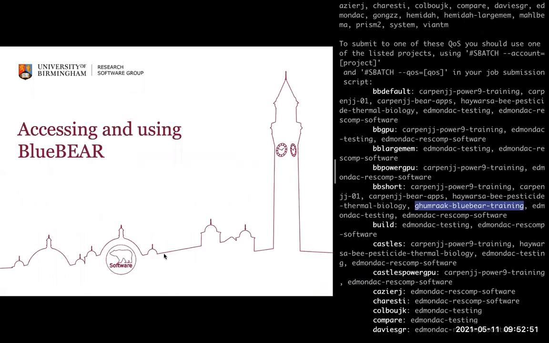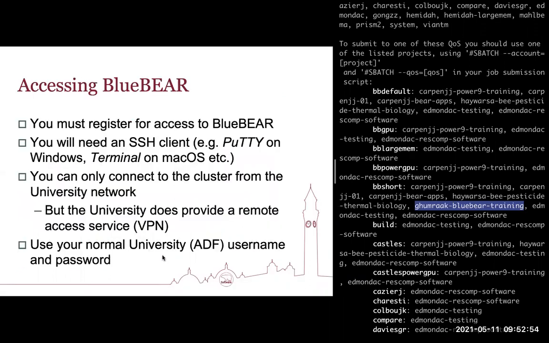Okay, so accessing and using BlueBEAR. Hopefully you are all now logged in. We touched on this registration process earlier, but the information is on the intranet. You will need an SSH client, which stands for secure shell. So PuTTY on Windows systems, or if you're using a more recent version of Windows, you can use the Windows Subsystem for Linux. I can never remember which way those words go around. Windows Subsystem for Linux is essentially a more familiar terminal type environment. Or if you're on a macOS or Linux desktop system, you can use the built-in terminal, and there are various different terminal applications that one can use.